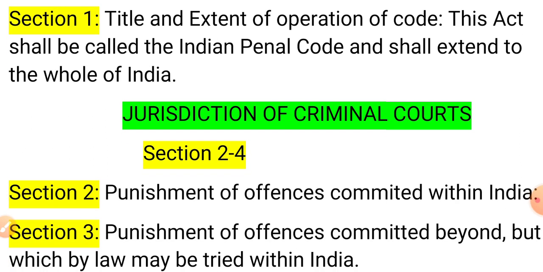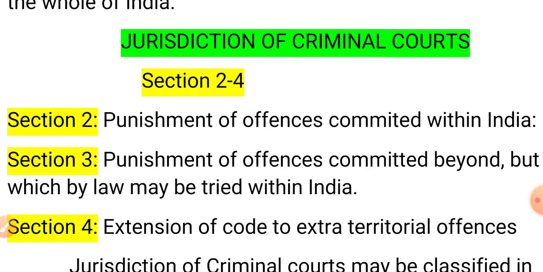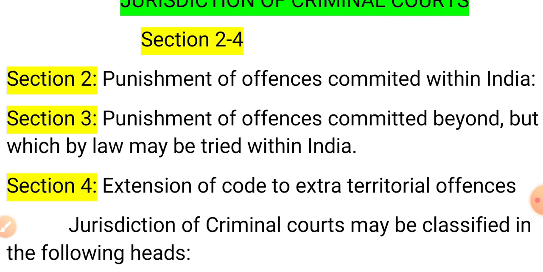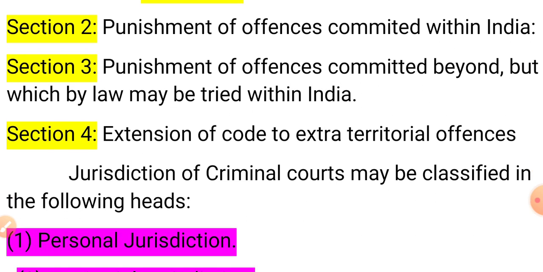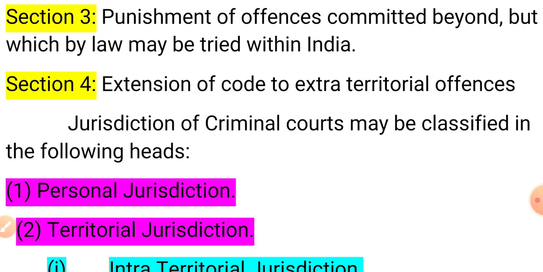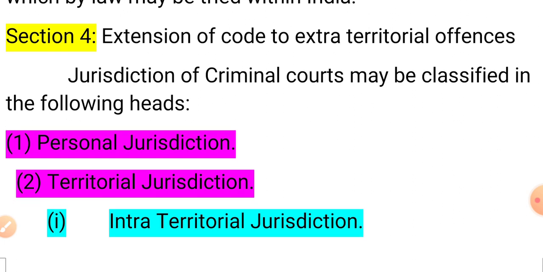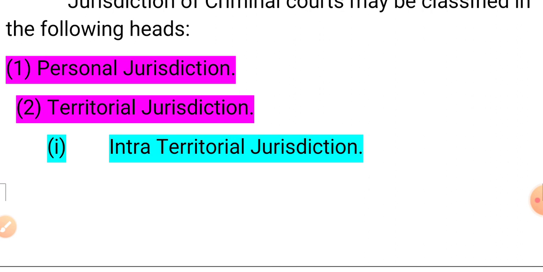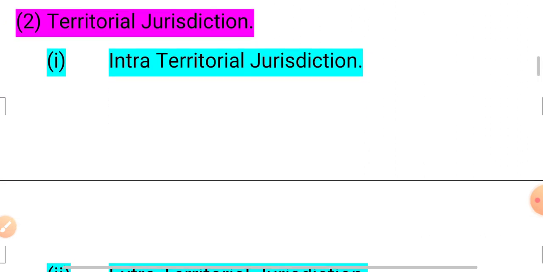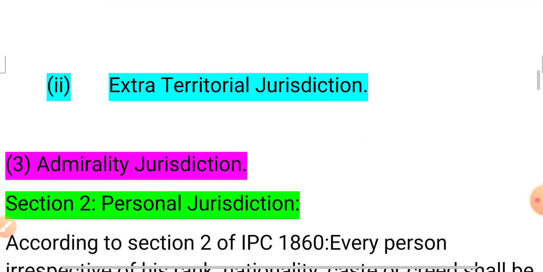Now coming to jurisdiction of criminal courts, sections 2 to 4 lay down the jurisdiction of criminal courts. Section 2 talks about punishment of offenses committed within India, and Section 3 talks about punishment of offenses committed beyond India. Section 4 talks about extension of the code to extraterritorial offenses. Keeping in view all these three provisions, we can conclude that jurisdiction of criminal codes can be classified into the following heads. First is personal jurisdiction, second is territorial jurisdiction, which can again be classified into intra-territorial jurisdiction and extraterritorial jurisdiction, and third is admiralty jurisdiction.